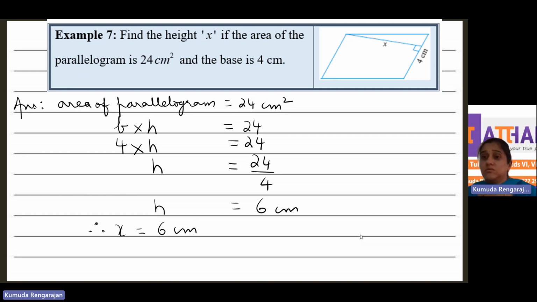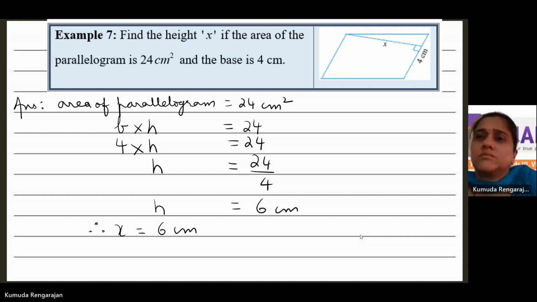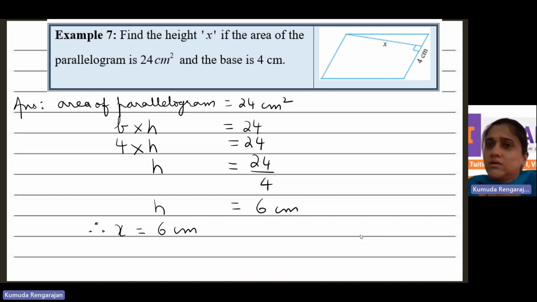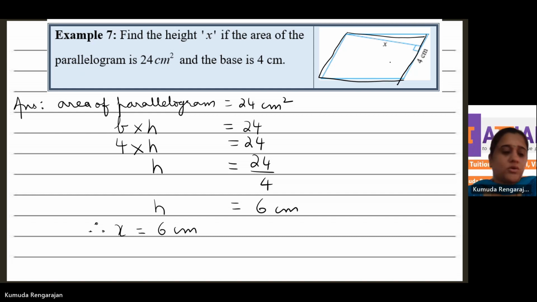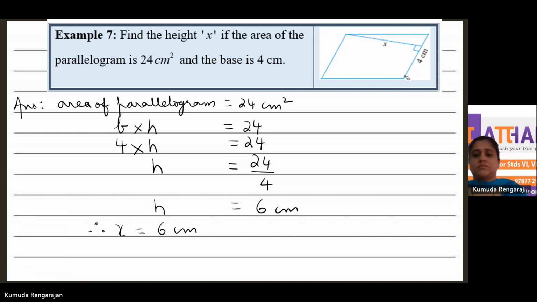No, h is height, no? So height is in centimeters. No, come again. No, area of the parallelogram is this full thing. This is the parallelogram. This full thing is the parallelogram. The full area is given. Okay, next one.